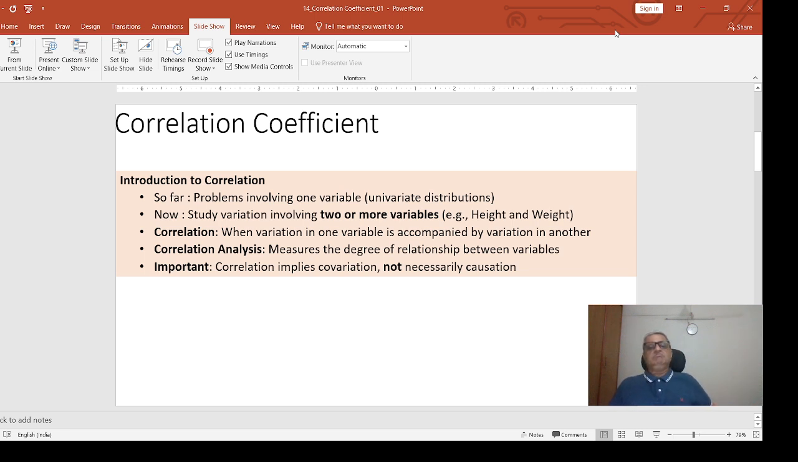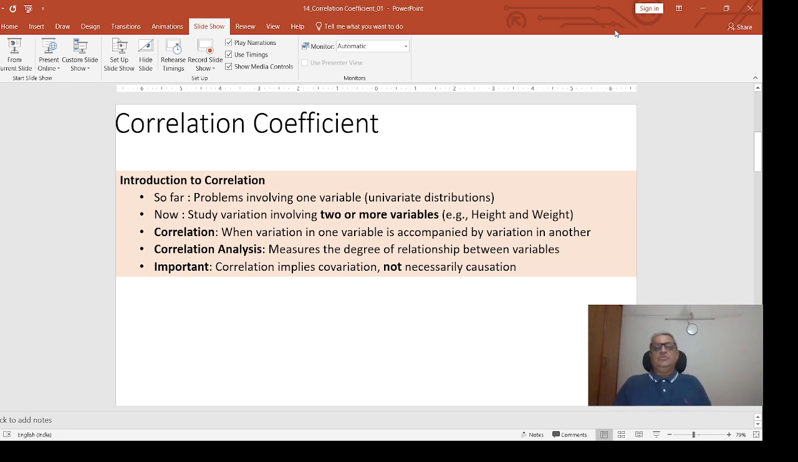In correlation, we are going to study the variation involving two or more variables. It could be rainfall and yield of crops in tons. We would also see height and weight, height in centimeters and weight in kgs.